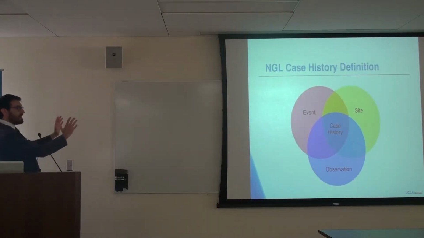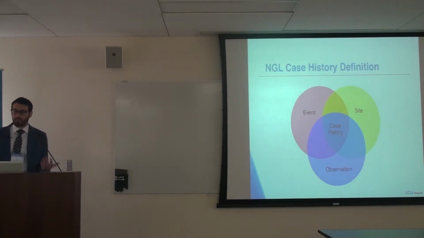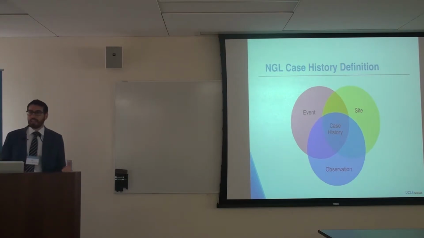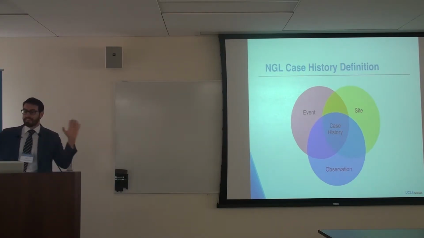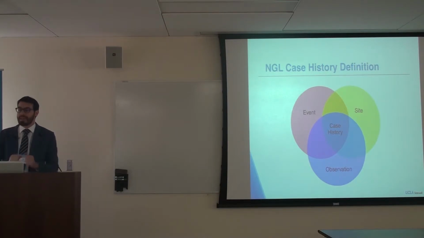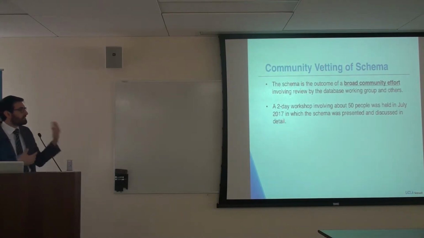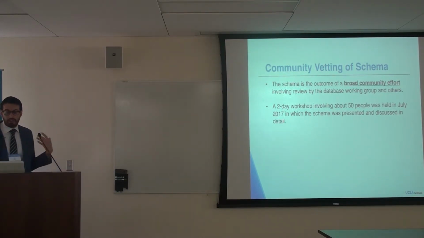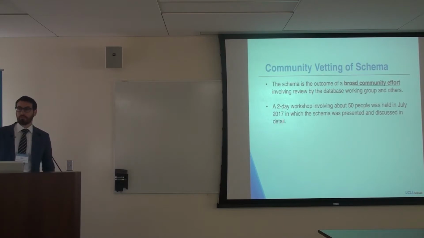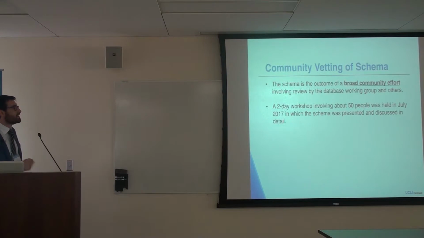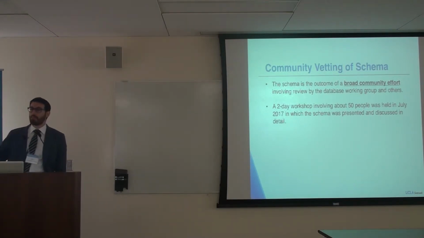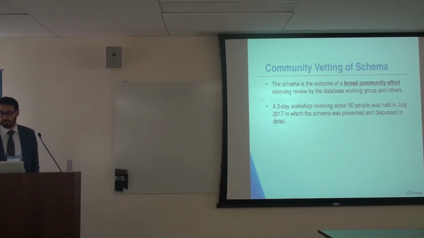So we now have a database that is a relational database, is fully queryable, and we also have a definition of a case history. It is the combination of an earthquake event, a site, and observation made at that site. I should have mentioned before, but this slide allows me to do that now. The schema is the outcome of a broad community effort. So the schema has been vetted. There was a workshop last year held here at UC Berkeley, I think on campus, where the schema was presented, and we've been talking about ways of improving it.